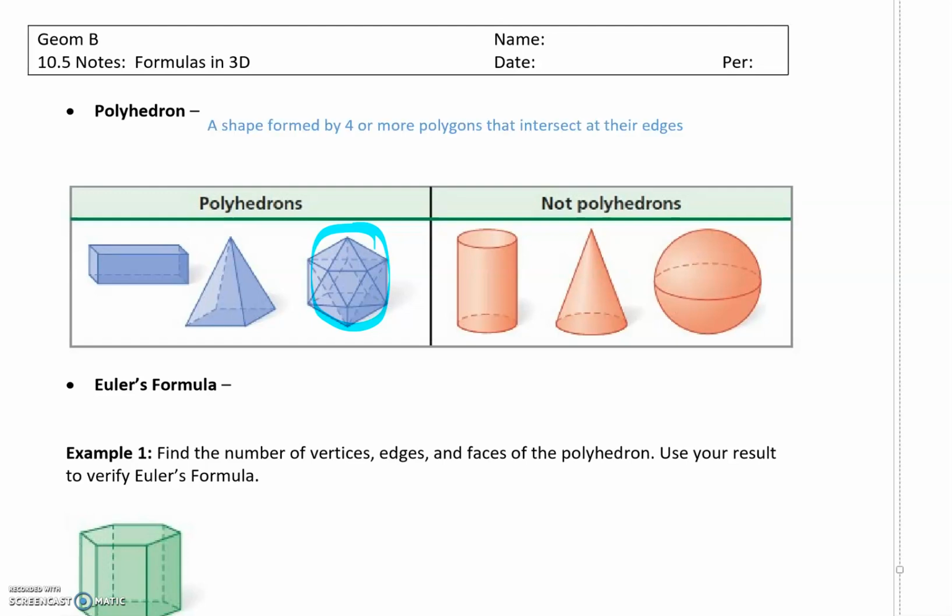Now, what's really important is for a shape to be a polyhedron, it has to have polygons as its faces, which means they have to have edges. So anything that has curves is not a polyhedron or a polyhedra, right? But anything that actually has straight intersecting edges, and you can see they meet nicely at vertices, it doesn't have to be a prism, it doesn't have to be a pyramid, it can be something kind of wacky, it's still a polyhedron.